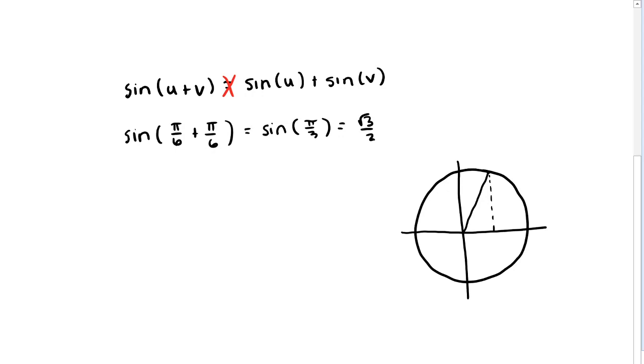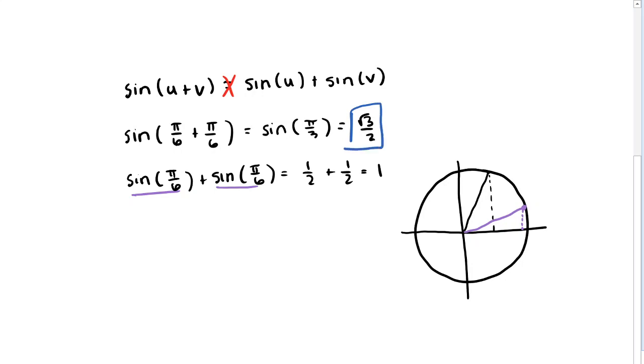Now what if we tried to do the mistake I wrote above? What if we tried to write this as sine of pi over 6 plus sine of pi over 6? Well, pi over 6 corresponds to this 30-degree angle out here. And sine of pi over 6 is 1/2. And so this would give us 1/2 plus 1/2, and that's equal to 1. And this is not the same as our true value of our expression. We know square root of 3 over 2 is the true value of sine of pi over 6 plus pi over 6. So all of this work here, this was wrong.